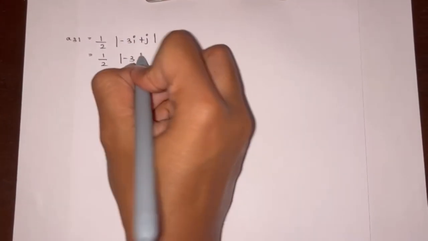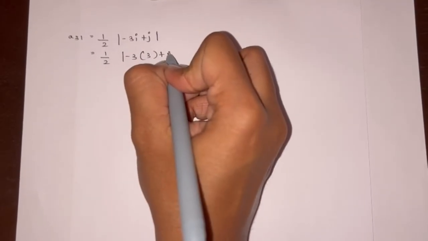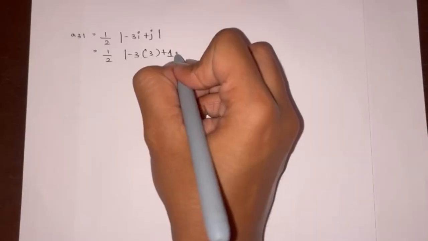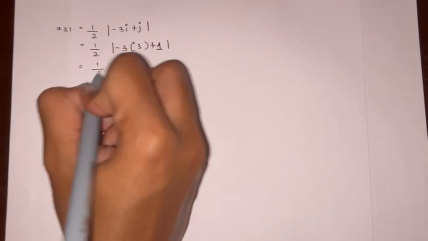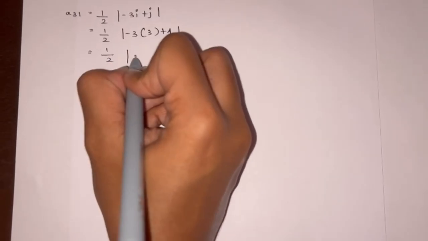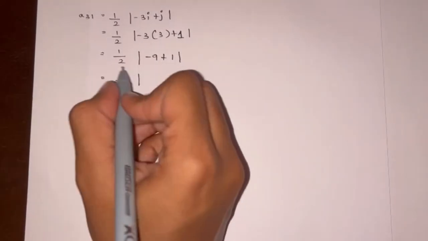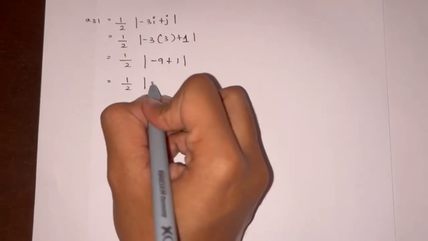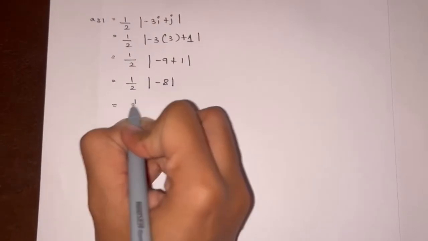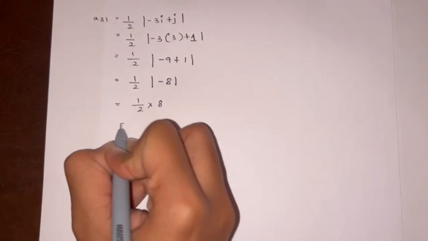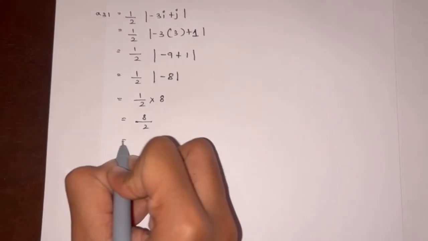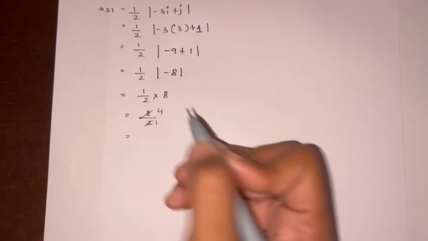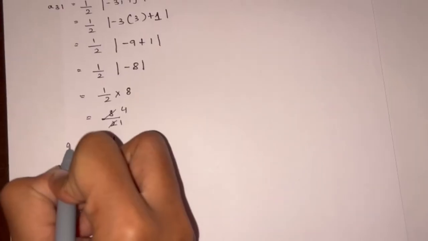A31, writing down the equation, 1 by 2 mod of minus 3i plus j. Now replacing the values, 1 by 2 mod of minus 3, in place of i there is 3 plus in place of j there is 1. We get 1 by 2 mod of minus 3 into 3 is minus 9 plus 1. Substituting this, minus 9 plus 1 is minus 8. Then removing the mod, we get 8 by 2. So the answer is 2 1s are 2, 4s are 8. The value of A31 is 4.